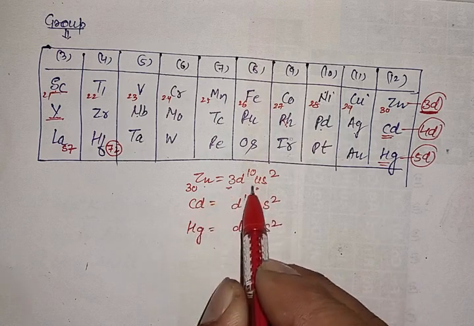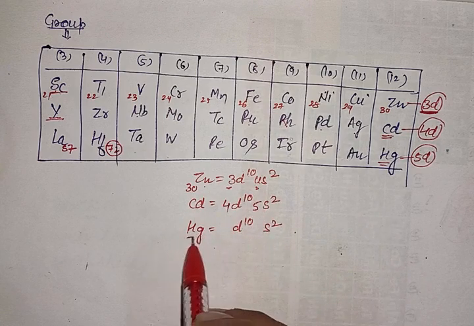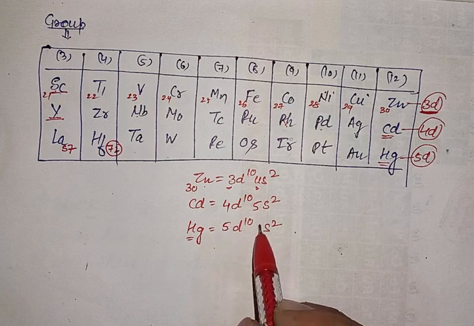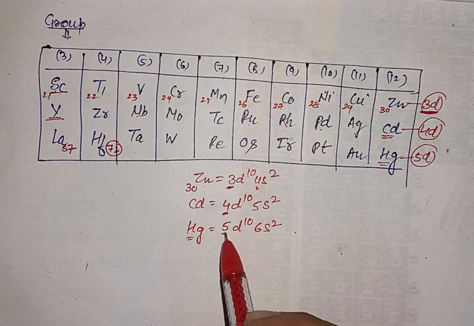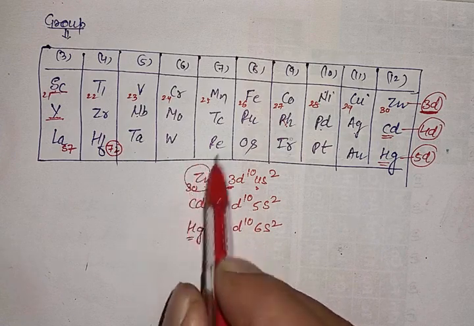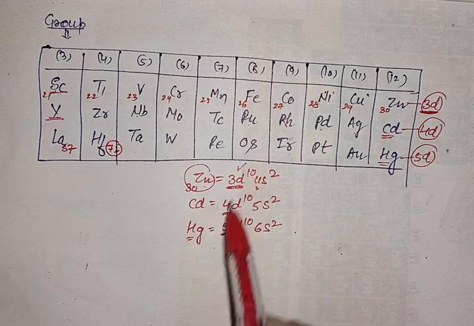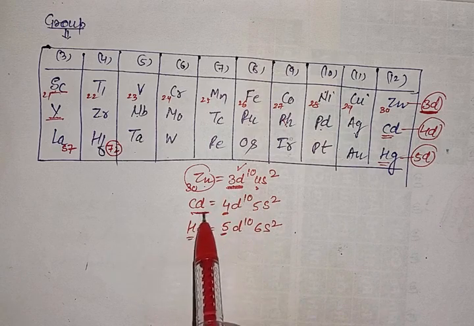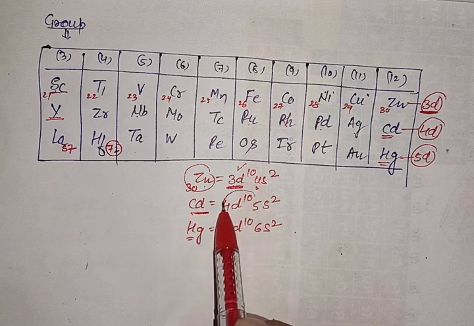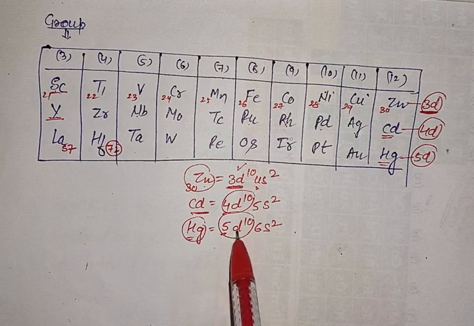In zinc there is 3d and 4s, in cadmium there is 4d and 5s, and in mercury there is 5d and 6s. So as we move down the group, the principal quantum number increases by 1 unit. In zinc, the valence electron is present in the 3d subshell, so it is also called a 3d series element. In cadmium, the valence electron is present in the 4d subshell, and in mercury, in the 5d subshell.